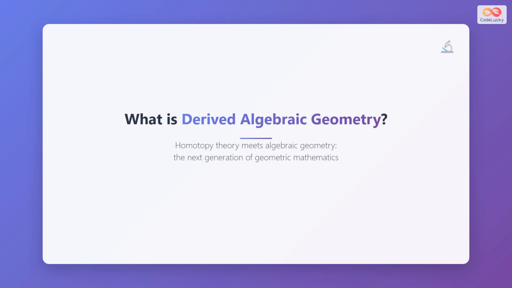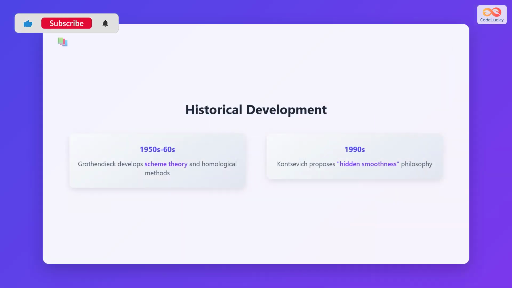What is derived algebraic geometry? It's where homotopy theory meets algebraic geometry. It's the next generation of geometric mathematics. Let's look at the historical development of derived algebraic geometry.